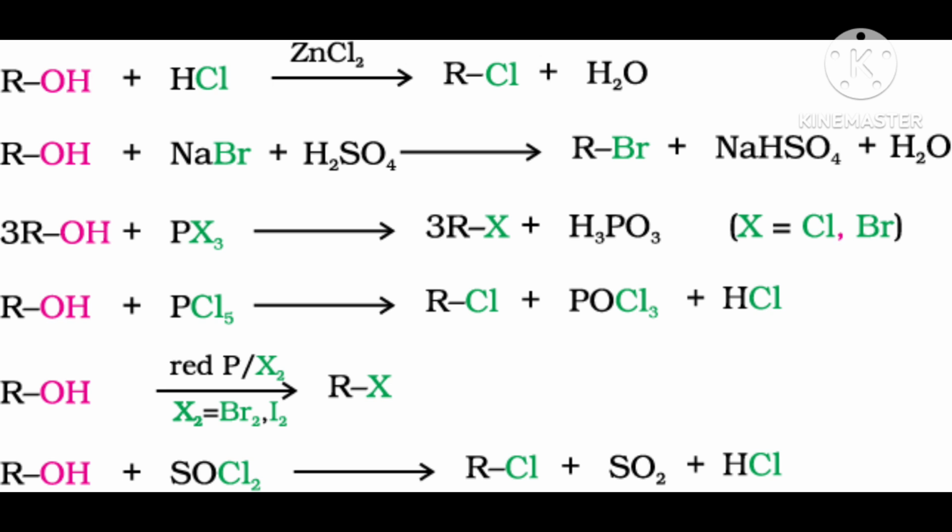Thionyl chloride is preferred because the other two products are escapable gases. Hence the reaction gives pure alkyl halides.